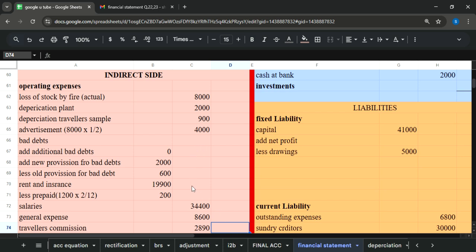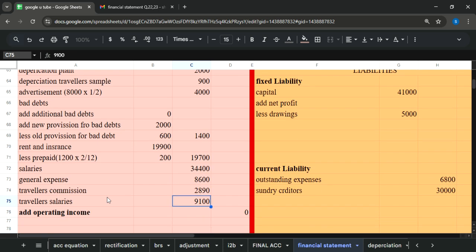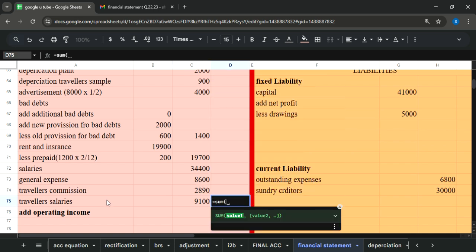First we will solve for bad debts. Here it means bad debts were not present in the question because it is empty, and there were no additional bad debts. Provision for bad debt was present, and you will subtract old provision. So we have got final amount of bad debts adjustment. Then we have rent, and we need to subtract prepaid. All right, after which there is no other adjustment. So let's calculate sum of all operating expenses.